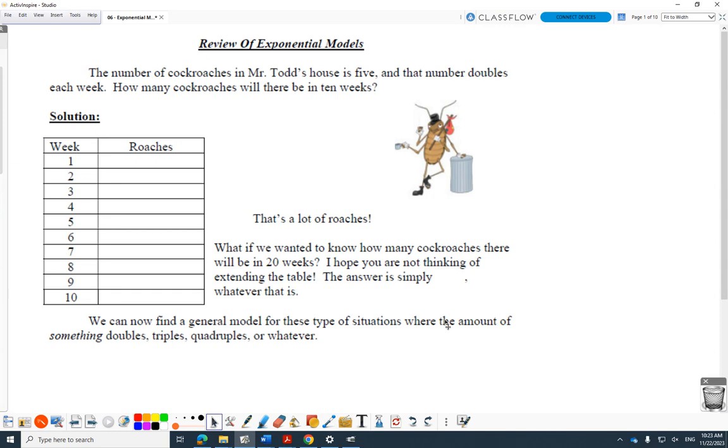Today's lesson says review of exponential models. To which you might reply, review? I don't know that we've done any exponential models. And the answer is, you're right. I stole this lesson from advanced functions. And let me tell you how I use it in advanced functions.